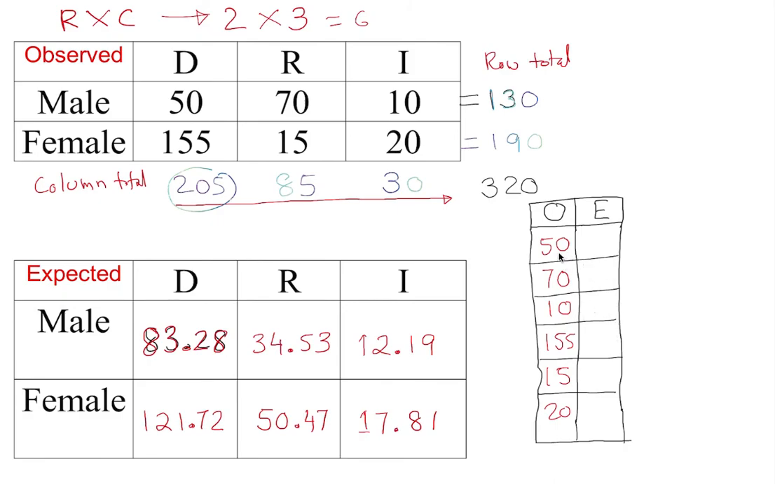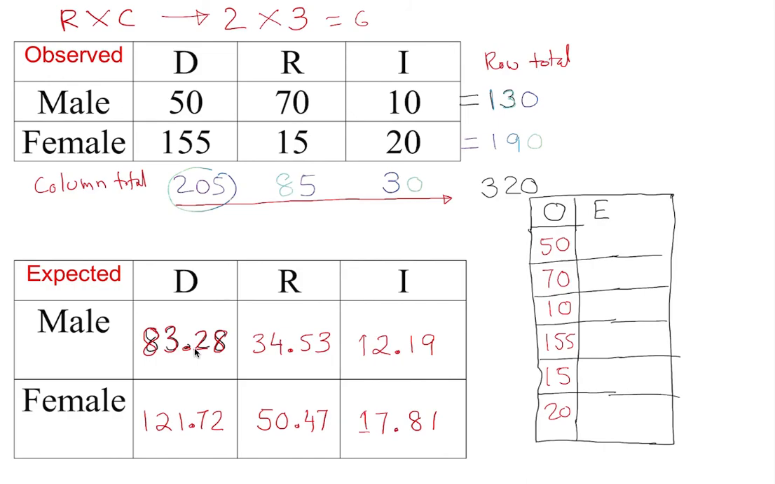Why do we need this? It is very important that we understand we are building this up to do a chi-square goodness of fit test. We need observed and expected. So what is the expected here? I need to make this a little bit bigger. All right, I'm ready. The first one is 83.28, and 34.53, and 12.19, and 121.72, 50.47, and 17.81. We need this table in order to find the chi-square test.